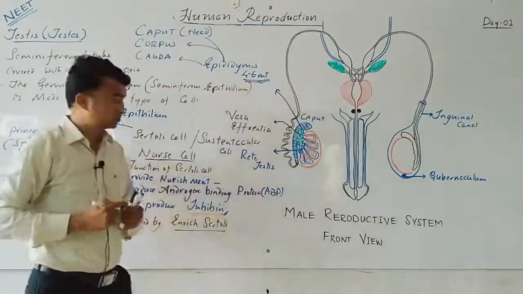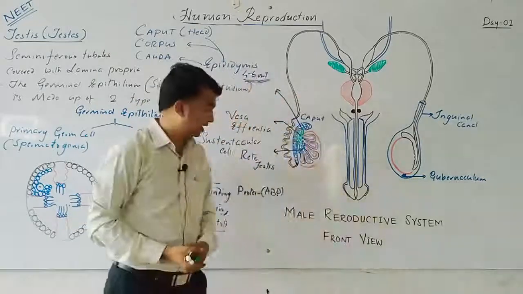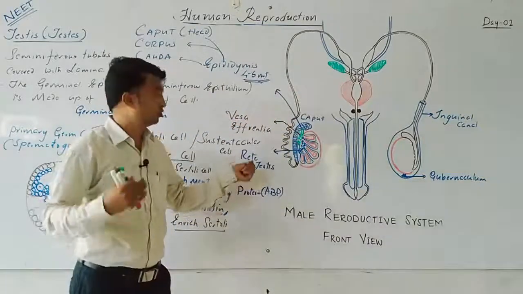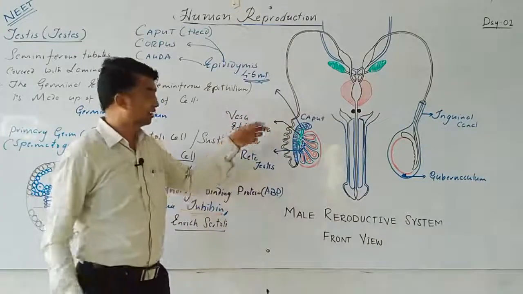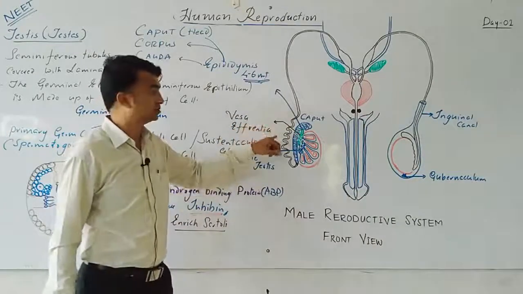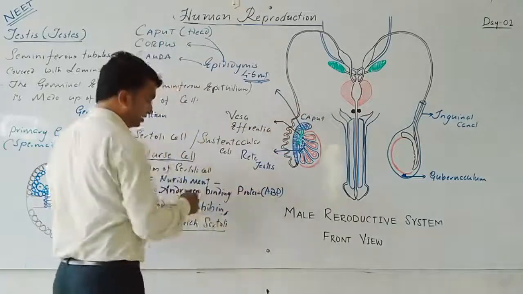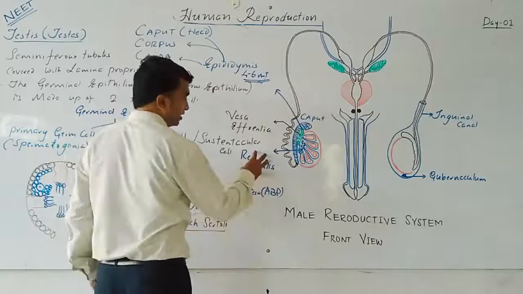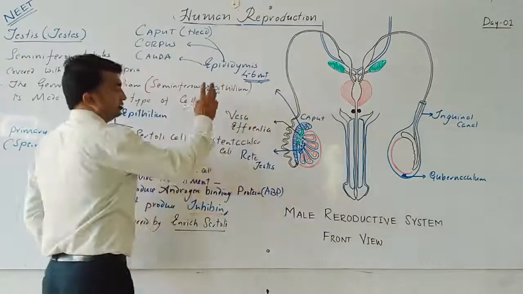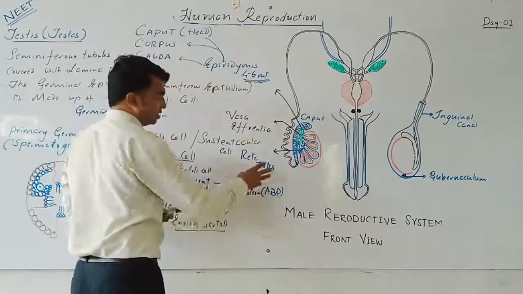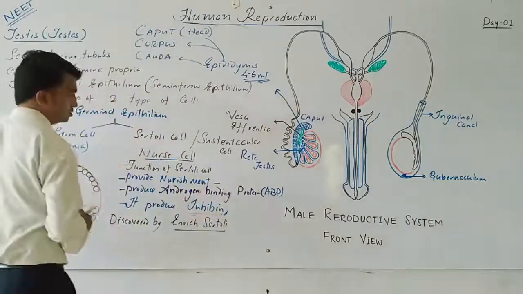Whatever spermatozoa are produced inside the seminiferous tubule will first go into the rete testis, then enter into the vasa efferentia, then the 10 to 20 vasa efferentia collectively dump the spermatozoa into the epididymis. So observe this structure completely: the tubuli recti, rete testis, vasa efferentia, and the epididymis.